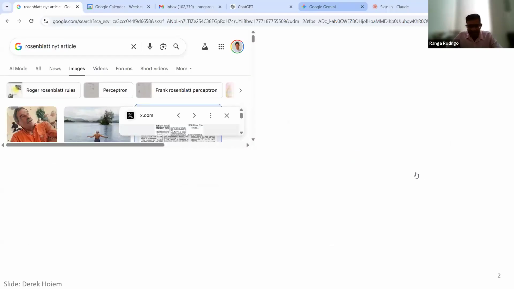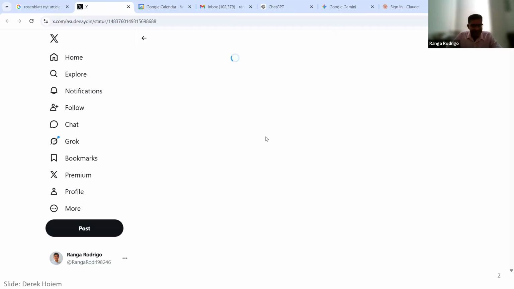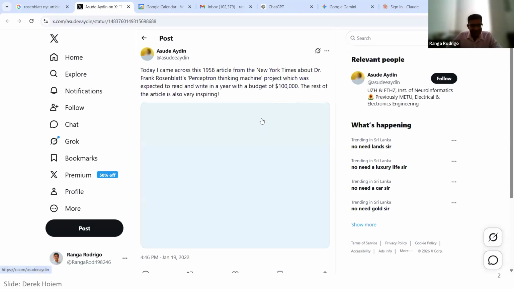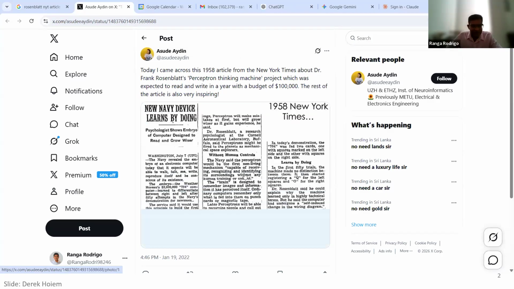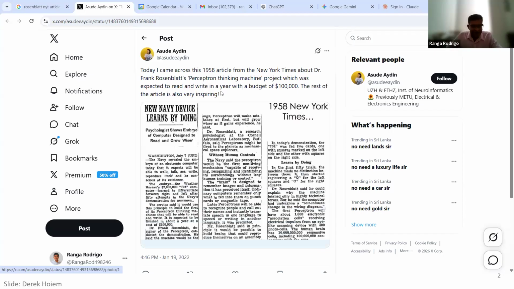So this is that famous New York Times article. It's going to the next page. Someone posted that. So this one. This person called Dr. Rosenblatt talks about this perceptron thinking machine, which was expected to read and write in a year with a budget of about $100,000.